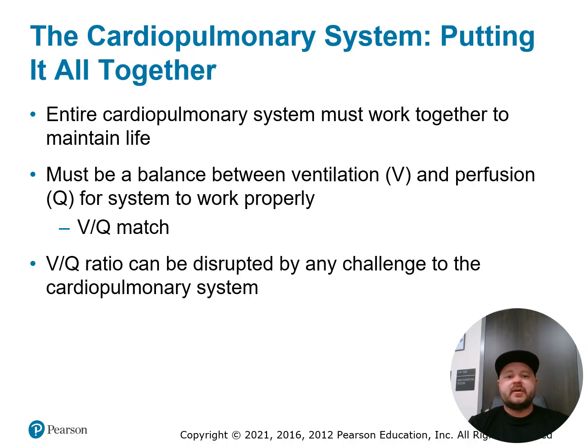So to put it all together, the entire cardiopulmonary system has to work together to maintain life. There has to be a balance between ventilation and perfusion, what they call the VQ match. That VQ ratio can be disrupted by any challenge to either one of the cardiovascular system components or a respiratory system component.